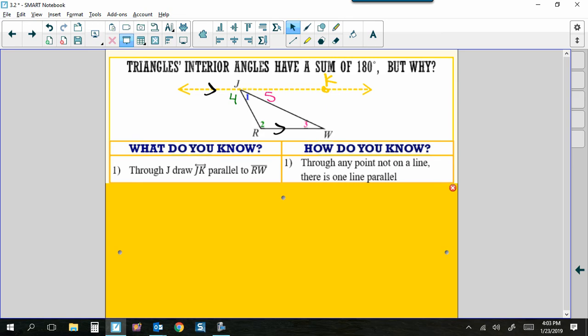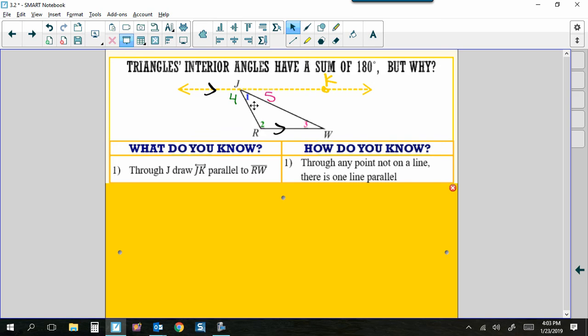So now our next step, if I know that these lines are parallel to each other, there are 2 conclusions that we can now make using something that we learned in lesson 3.1. When you have parallel lines cut by a transversal, there are some angles that we know are congruent.